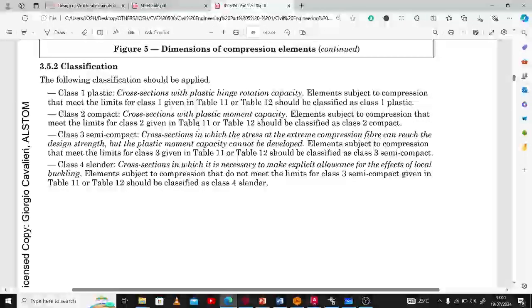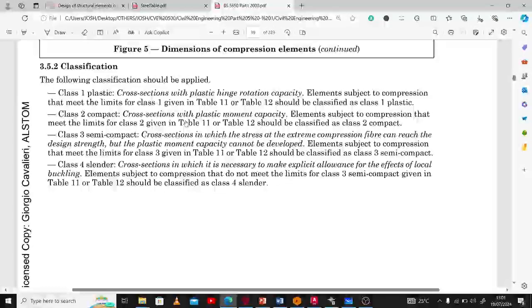Class 3 semi-compact: cross-section in which the stress at the extreme compression fiber can reach the design strength, but the plastic moment capacity cannot be developed. Elements subject to compression that meet the limit for class 3 given in these same two tables should be classified as class 3 semi-compact. Class 4 slender: elements subject to compression that do not meet the limits for class 3 semi-compact given in the table references should be classified as class 4 slender.